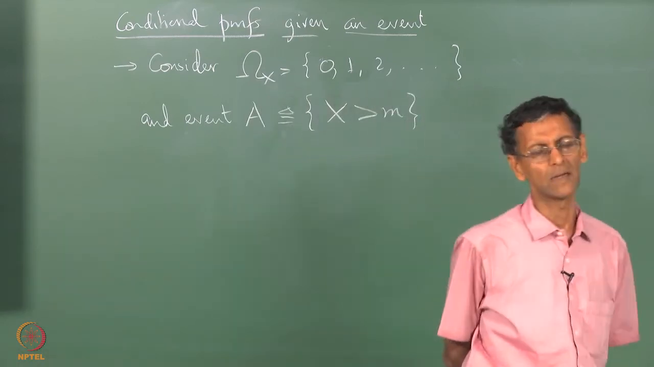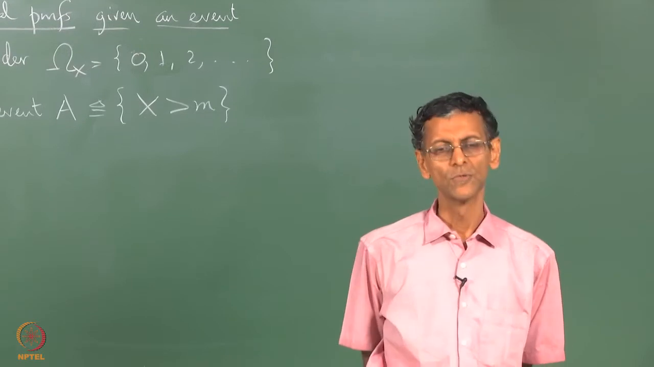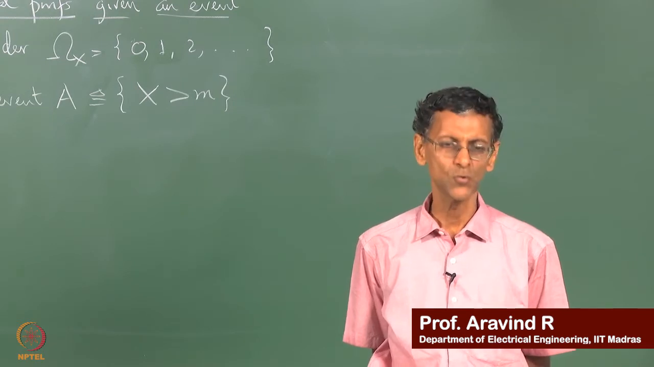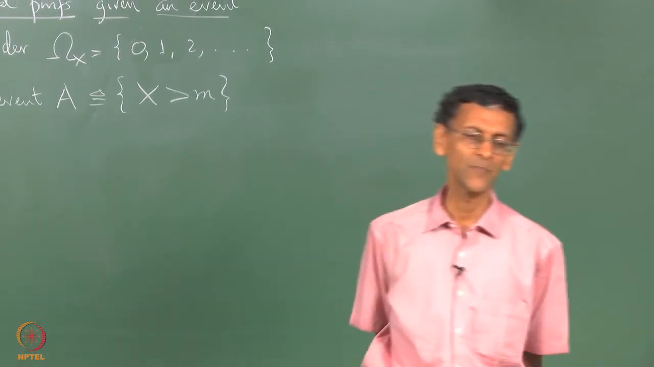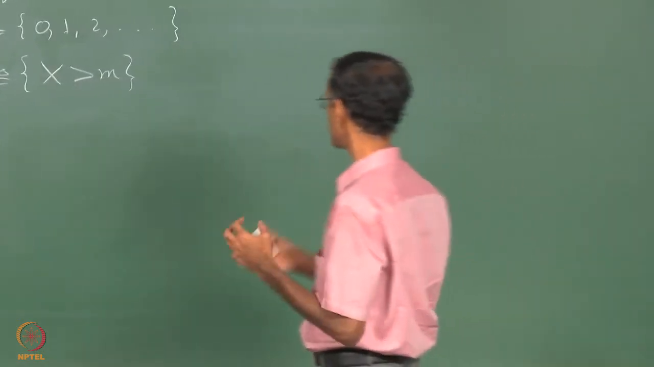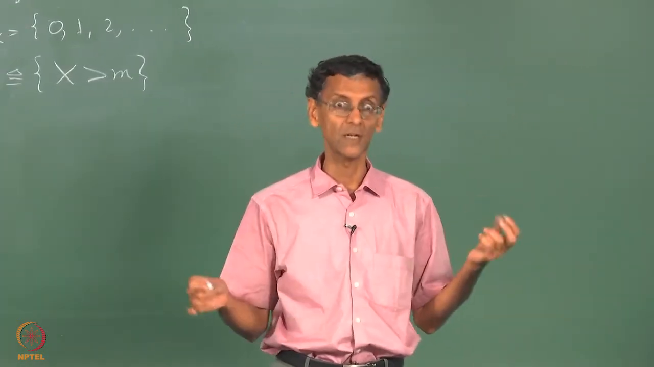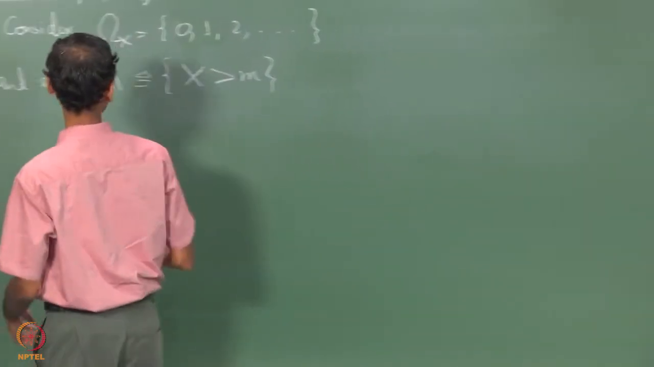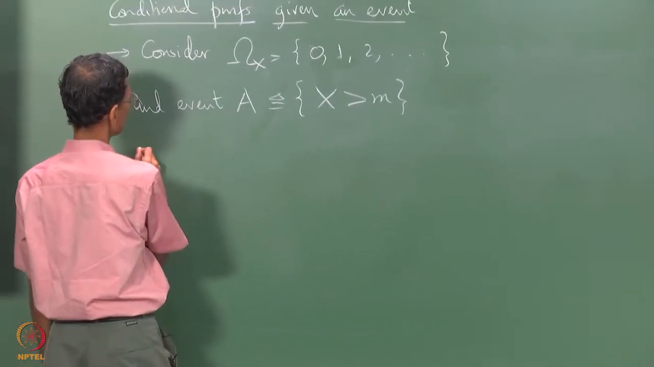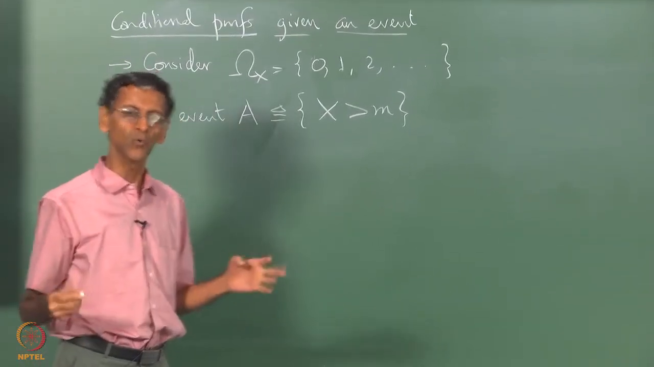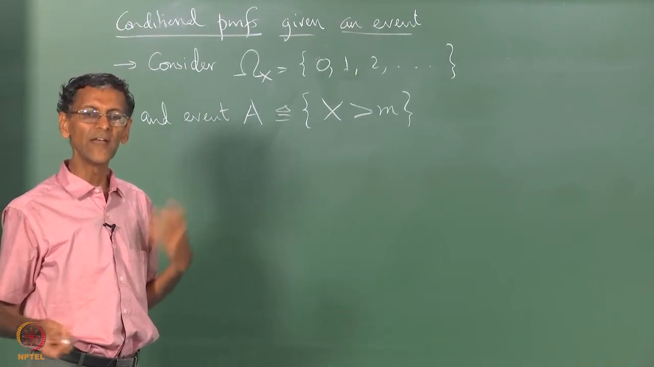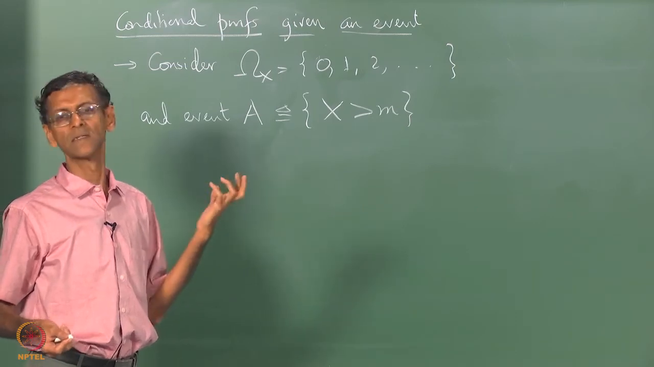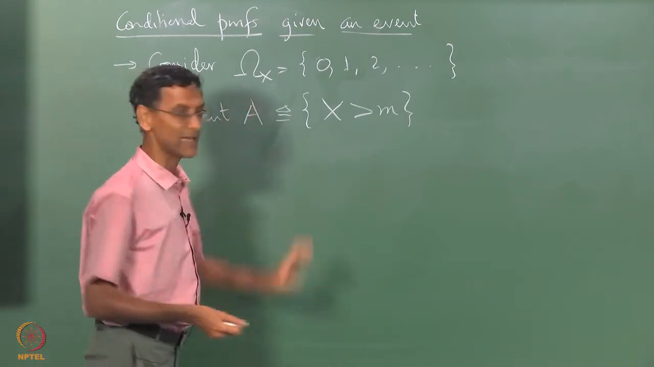Whatever we are saying here can easily be extended to arbitrary events of the type a less than x less than b and so on. I am just doing it for x greater than m because I need to take some concrete example and I do not want to do it in very general terms. So I have this event A, x greater than m, and we are interested in finding how the probabilities of x vary given the additional information that this event A has in fact occurred.